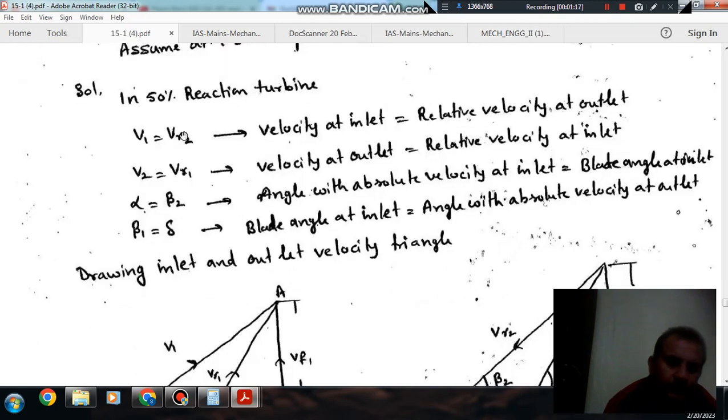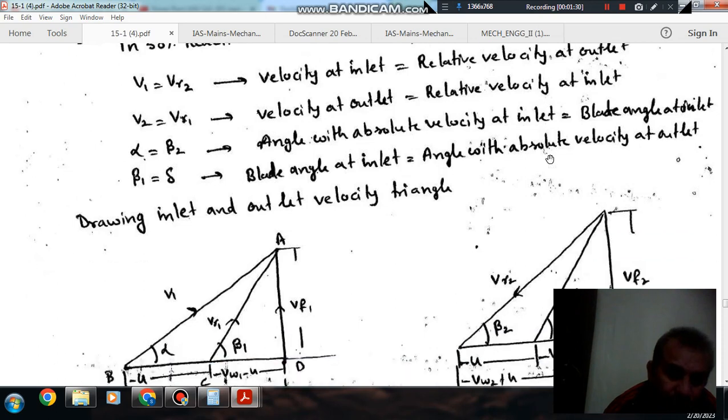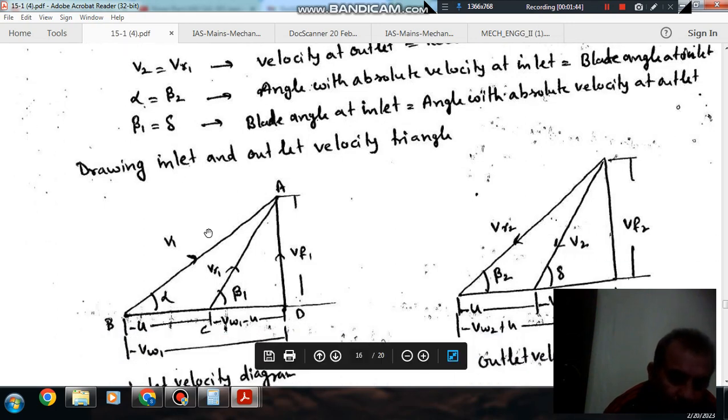So we know that in reaction turbine, absolute velocity at inlet is equal to relative velocity at outlet, and absolute velocity at outlet is equal to relative velocity at inlet. Angle of the absolute velocity at inlet is the blade angle at outlet, and blade angle at inlet is equal to angle of absolute velocity at outlet. So in symbols, V1 is equal to VR2, VR1 is equal to V2, alpha is equal to beta 2, and beta 1 is equal to delta.